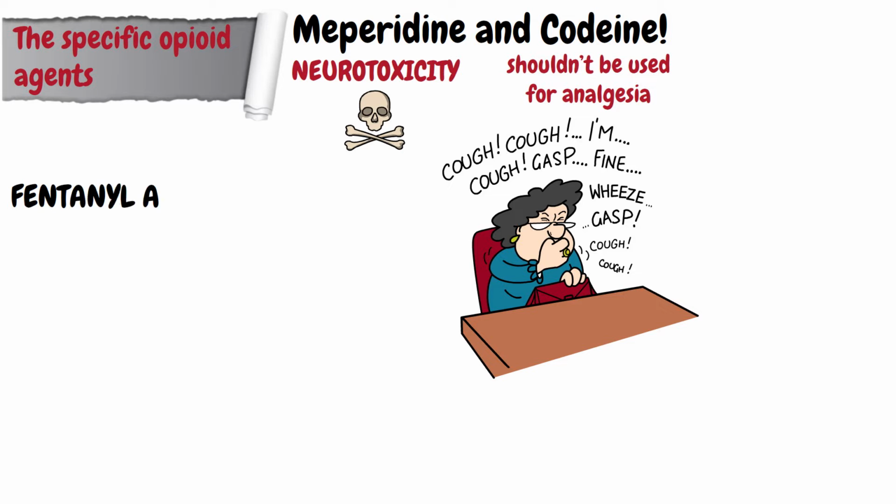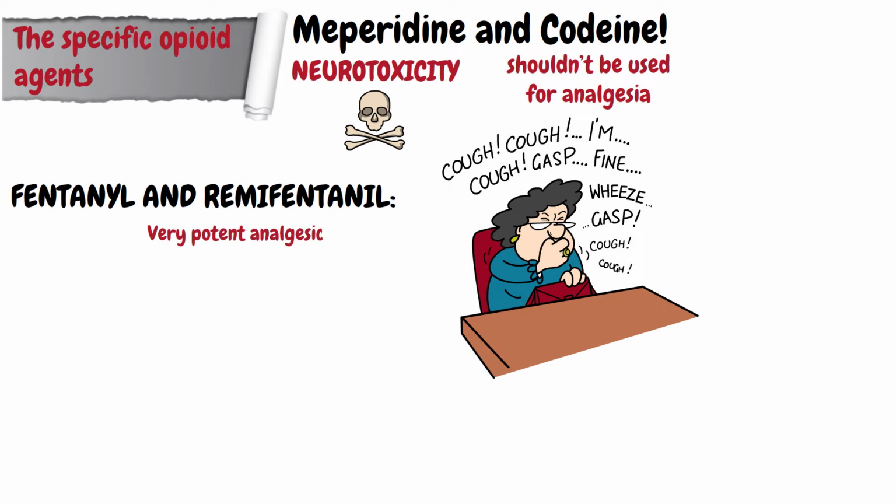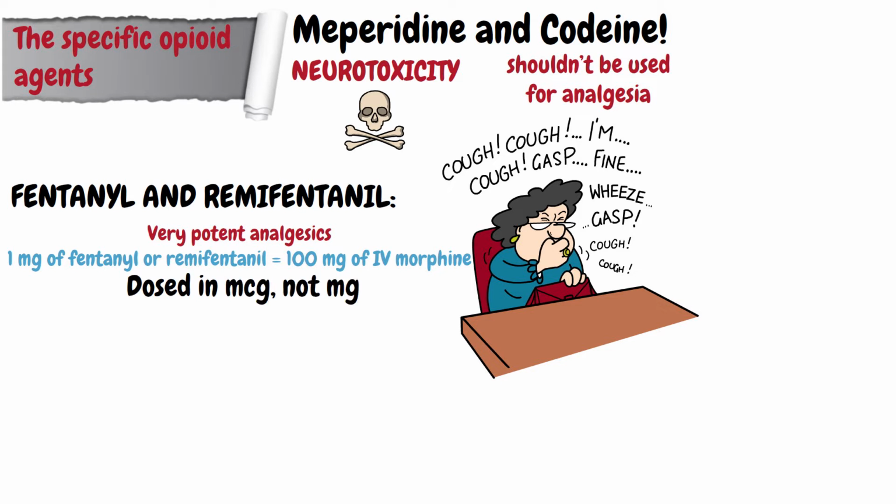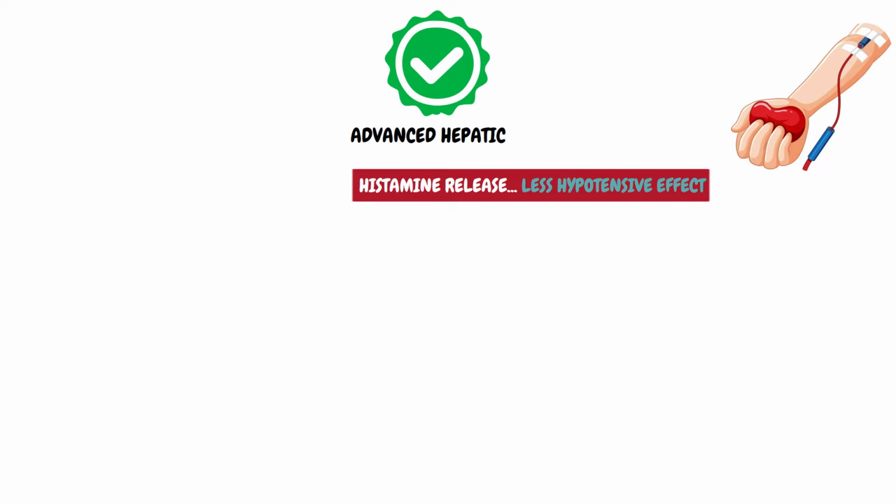Let's start with fentanyl and remifentanil. They are very potent analgesics. Each 1 mg of fentanyl or remifentanil is equivalent roughly to 100 mg of IV morphine. That's why they are dosed in micrograms, mcg, not milligrams. They are not associated with histamine release, which means less hypotensive effect, making them appropriate for patients with hemodynamic instability. They are safe in advanced hepatic and renal impairment.